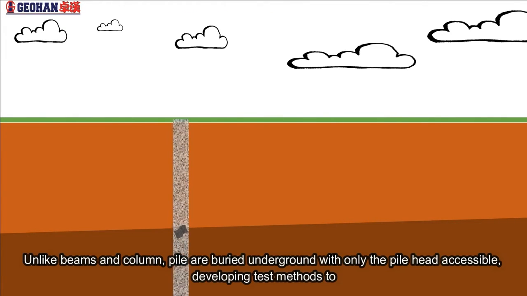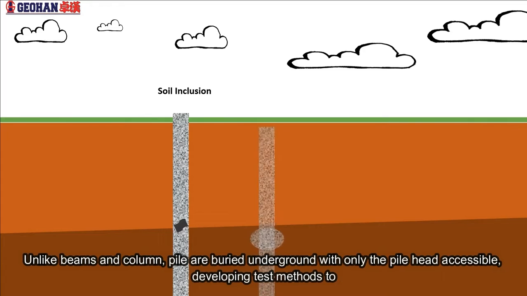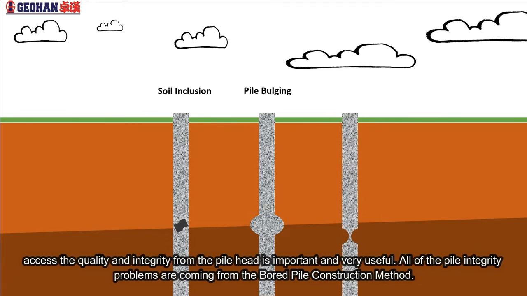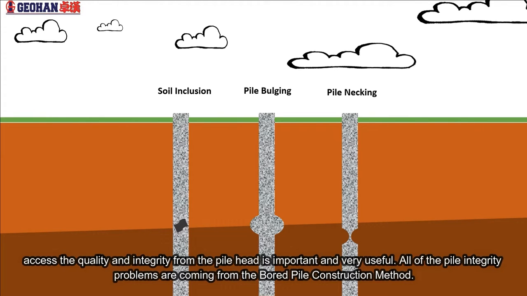Unlike beams and columns, piles are buried underground with only the pile head accessible. Developing a test method to assess the quality and the integrity from the pile head is very important and very useful. All of the pile integrity problems are coming from the pile construction.